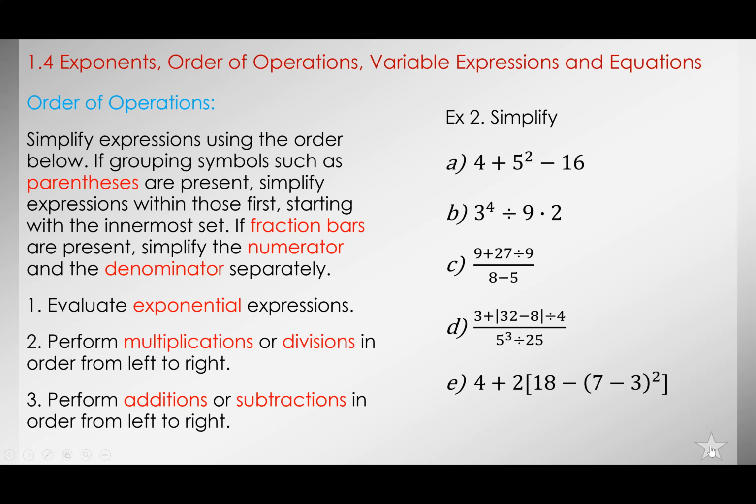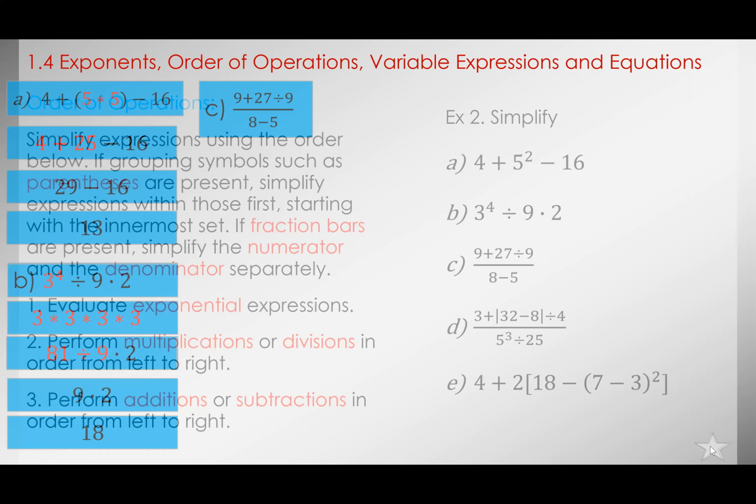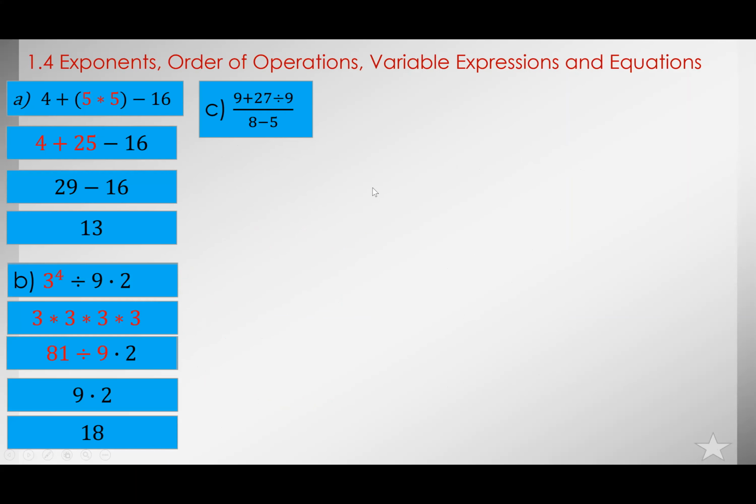Looking at this, let's attack the numerator. In the numerator, we have addition and division. We know that division comes ahead of addition, so we need to divide first. 27 divided by 9, or 9 goes into 27, gives me 3. So on the numerator, 9 plus 3 gives me 12, and in the denominator, 8 minus 5 gives me 3.